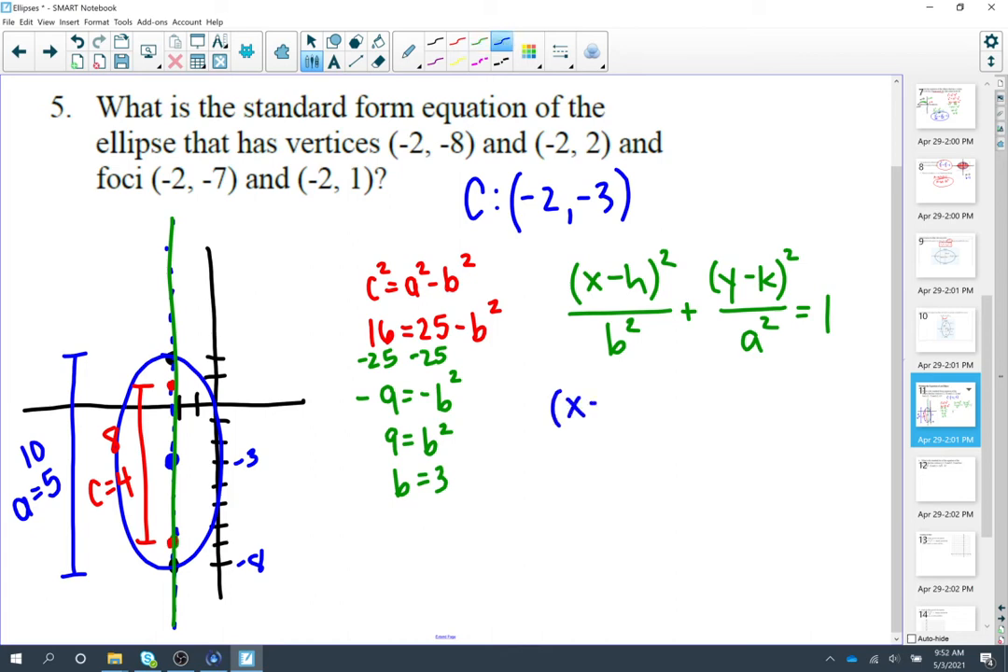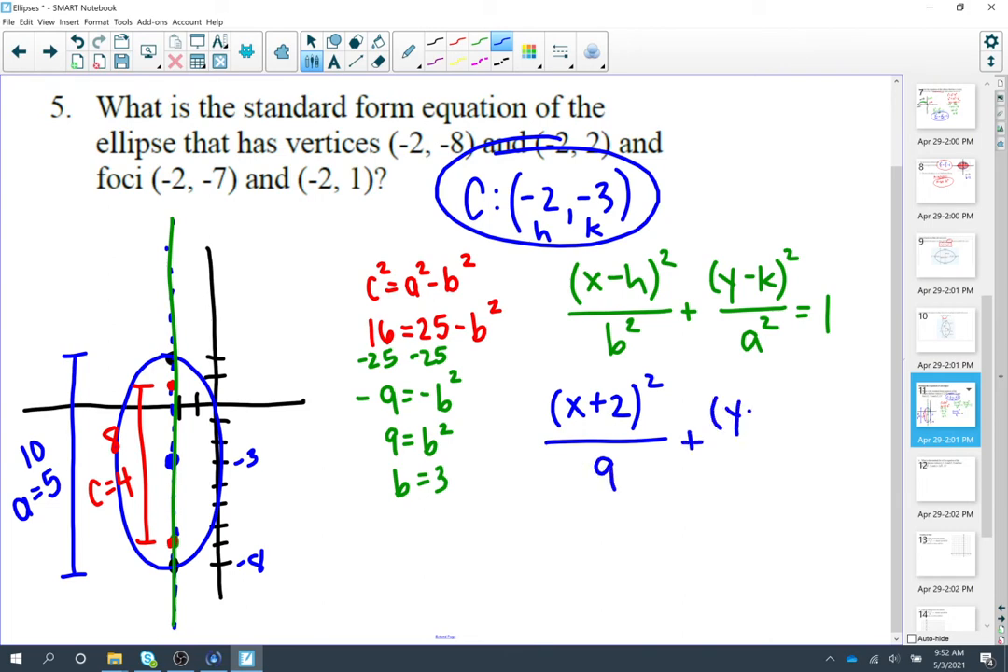So x minus h, that comes back to your center. This is h, this is k. So if we're minusing a negative, plus 2 squared over b squared. We know b is 3, so that's going to be 9, plus y minus k. K is -3, so plus 3 squared, over a squared, we said over here is 5, so 25 equals 1.